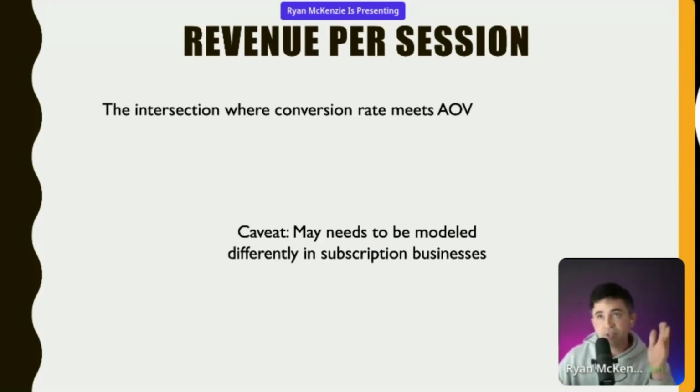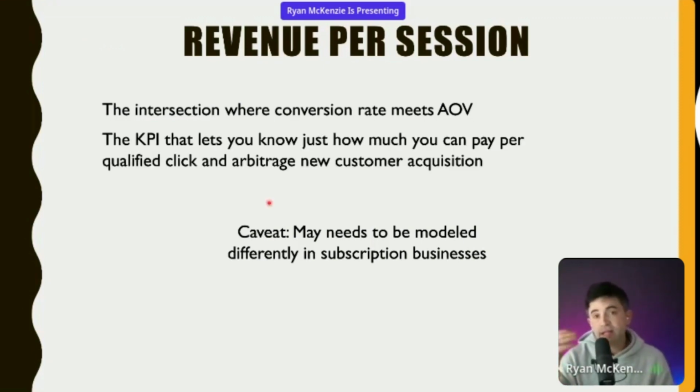So if you increase your conversion rate, you want your average order value to either stay the same or go up to have your revenue per session go up. If you increase your AOV and you reduce your conversion rate, your AOV needs to go up high enough that your revenue per session is greater than what it was before you lifted your AOV. And at the end of the day, the revenue per session is a great KPI for understanding how much you can spend per qualified click to arbitrage a new customer acquisition.